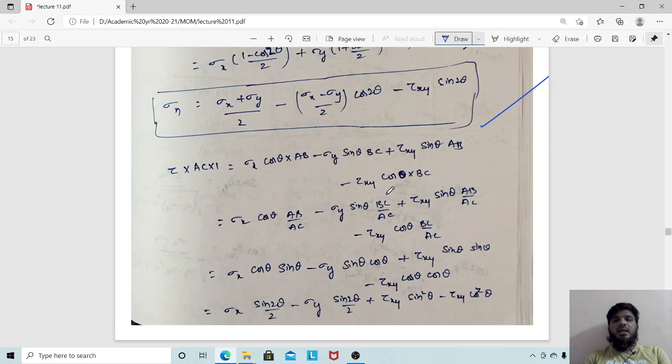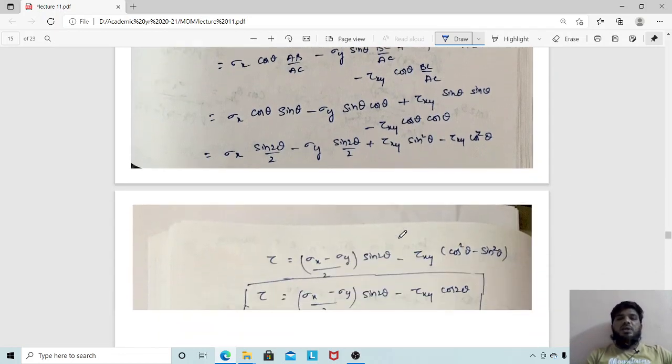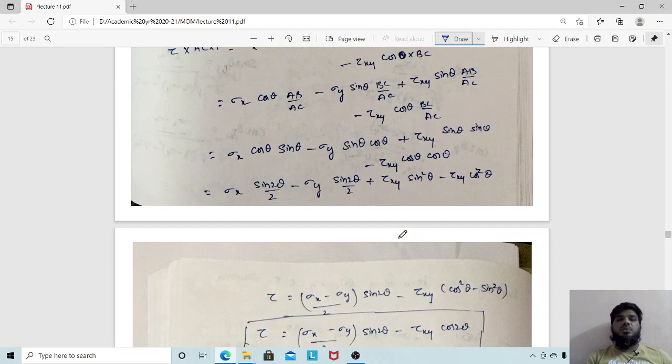Now sigma x cos theta is acting on the area AB, sigma y is acting on the area BC, tau xy is acting on the area AB, and tau xy cos theta is acting on BC. So once you are done, you send the AC to this side. Again it will be like AB by AC. We know that from the triangle, AB, opposite side by hypotenuse, is your sin theta, and adjacent by hypotenuse is your cos theta.